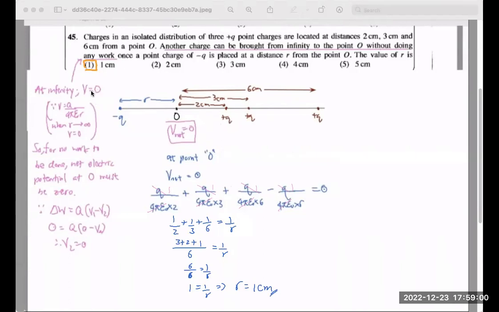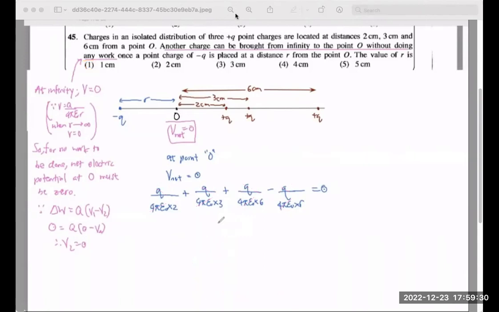So when the work done is 0, the electric potential difference has to be 0. Since we are bringing the first charge from infinity, already at infinity the potential is 0. So at O also the net potential must be 0. Then only net work done will be 0. Therefore, by the positive charges, there is a positive potential created here. There must be another negative charge to create a negative potential here, so that it balances out and becomes 0. Right. So that's the end of this question.